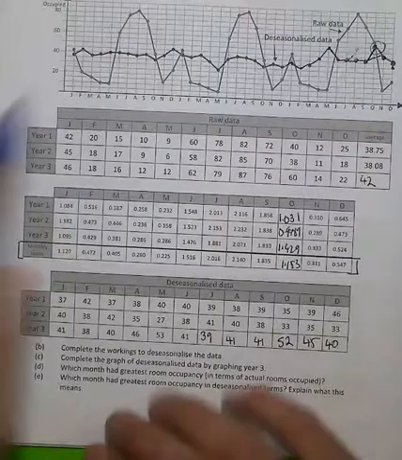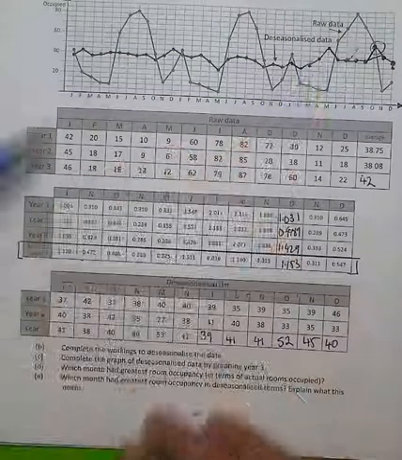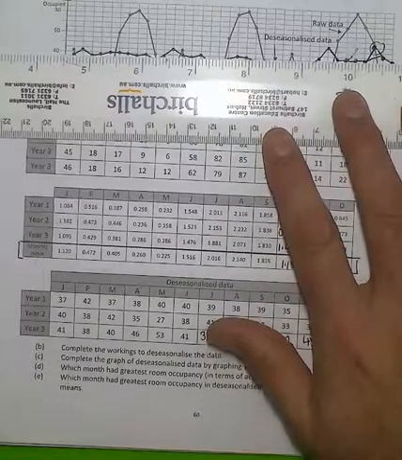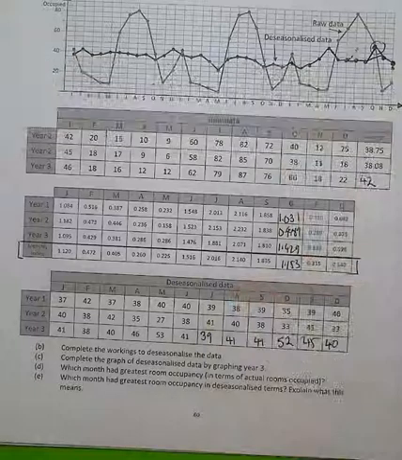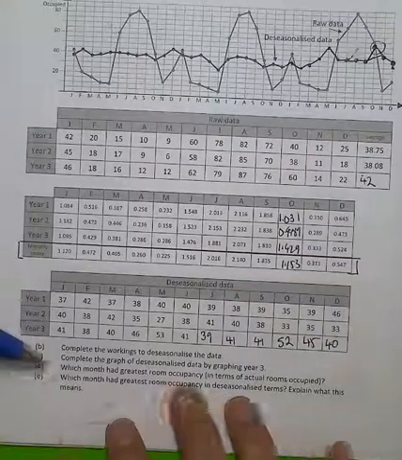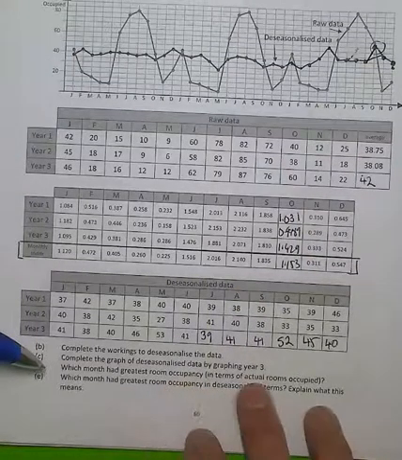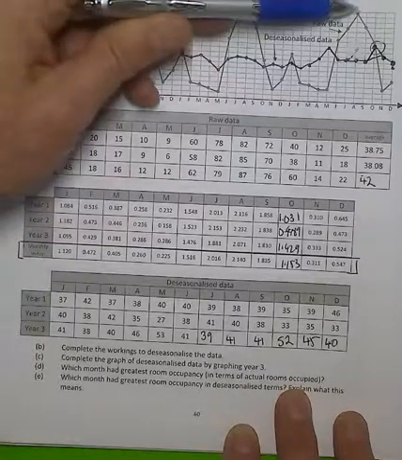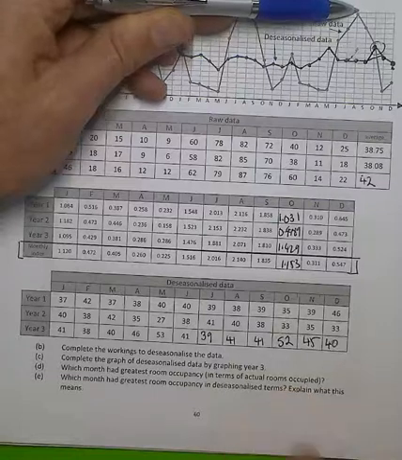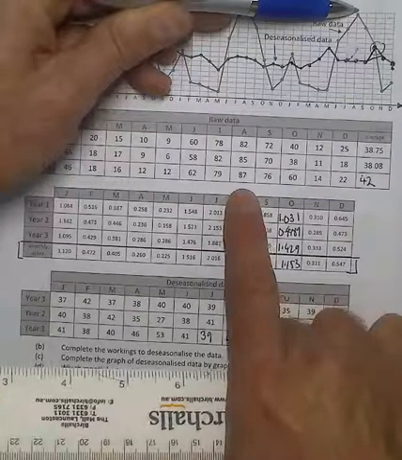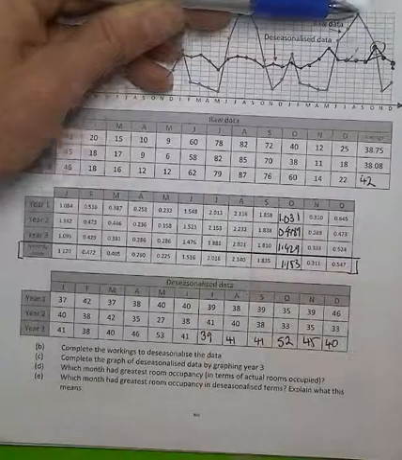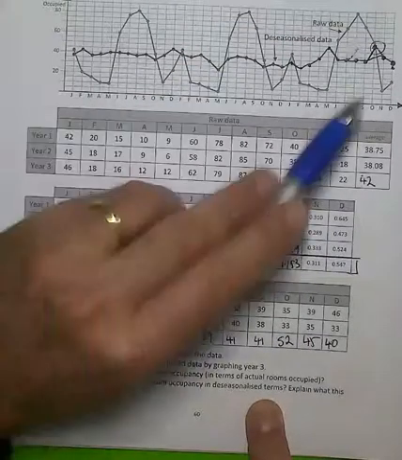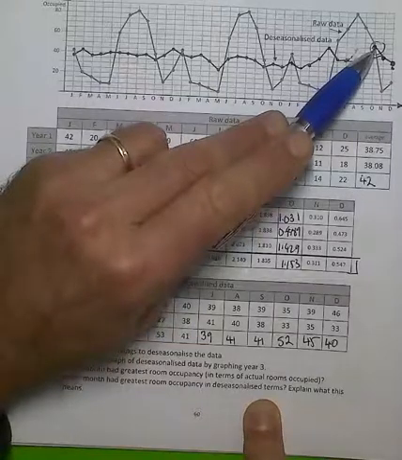So plotting that deseasonalised data with the darker line, you can start seeing some trends. There is only a very slight upwards trend, if at all, but we're starting to see some patterning. So which month had the greatest occupancy number of actual terms rented or occupied? You can see here that the August in the last year, 87, or 3rd year, sorry, seems to fit the bill. Which month had the greatest room occupancy in deseasonalised terms? So what we're looking at there is October in year 3.